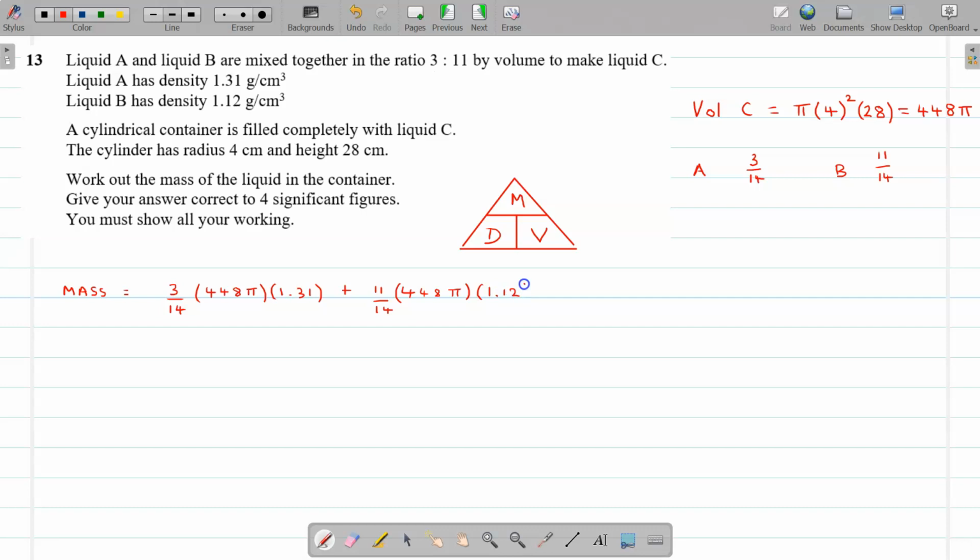1.12. Okay, and you can put times signs instead of brackets in there if you prefer, but show what you're going to put into the calculator. Write it down clearly first, then put it in the calculator. It comes to 1634 to 4 significant figures. Okay, which is what they required in the question. But very important that you show how you work that out. It says that here, you must show what you're working.